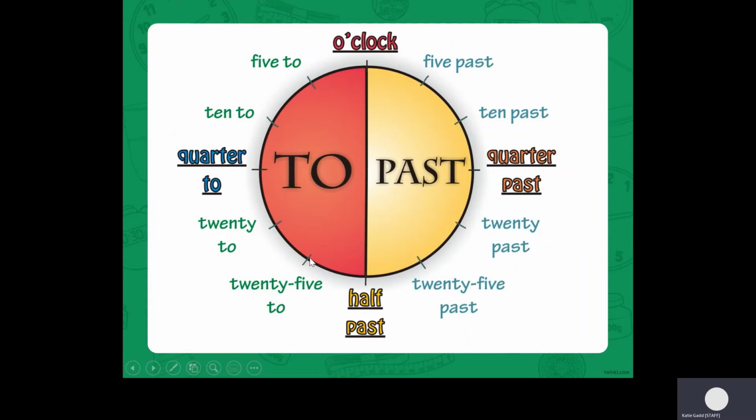So 25 to here means we've got 5, 10, 15, 20, 25 minutes until the next hour. Then we've got 20 to, which is 5, 10, 15, 20 minutes to the next hour. Quarter to, 5, 10, 15 minutes to the next hour. You might be seeing a pattern here. 10 to, we've got 5, 10 minutes to the next hour, and then 5 to, 5 minutes to the next hour. So once you go through half past, we then talk about how many minutes until the next hour we've got.